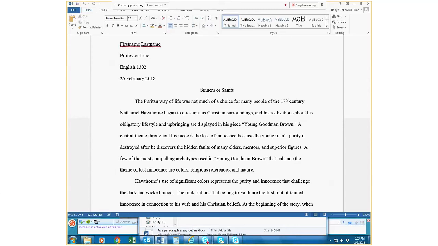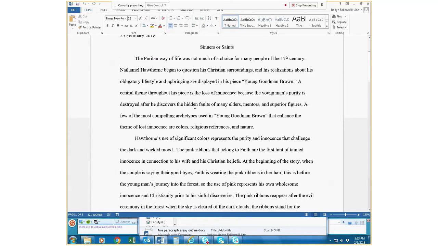The Puritan way of life was not much of a choice for many people of the 17th century. Nathaniel Hawthorne began to question his Christian surroundings, and his realization about his obligatory lifestyle and upbringing are displayed in this piece, Young Goodman Brown. A central theme throughout this piece is the loss of innocence, because the young man's purity is destroyed after he discovers the hidden faults of many elders, mentors, and superior figures. A few of the most compelling archetypes used in Young Goodman Brown that enhance the theme of lost innocence are colors, religious references, and nature.